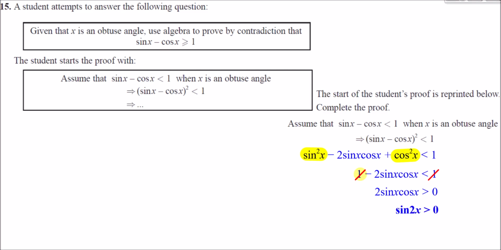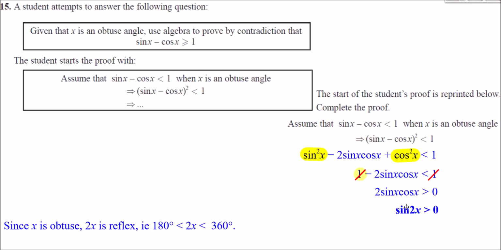So we're almost done now. If sine 2x is greater than 0, then essentially we know that if x is obtuse, because it says it's obtuse, then 2x is going to be reflex. An obtuse angle, of course, is between 90 and 180. Reflex is between 180 and 360. So 2x is in between 180 and 360.